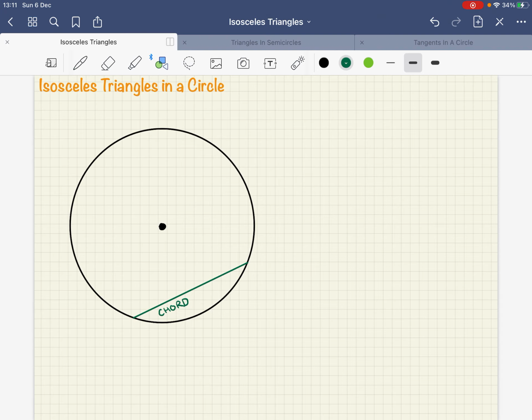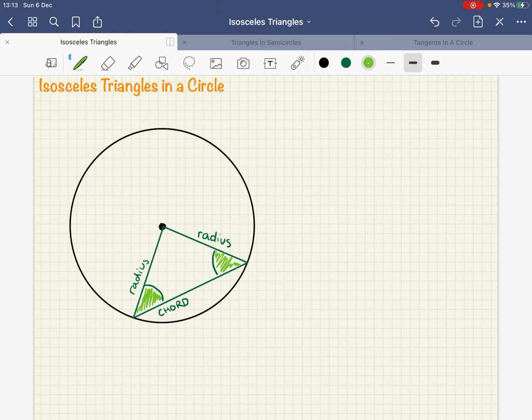Then if I was to join up the ends of the chord to the center of my circle, both of those lines there are going to be my radius. And essentially that helps form an isosceles triangle in a circle. Because they're both my radius, that means these two angles at the bottom here are going to be the exact same. And we'll use this fact to help us find out the missing angles in some circles.